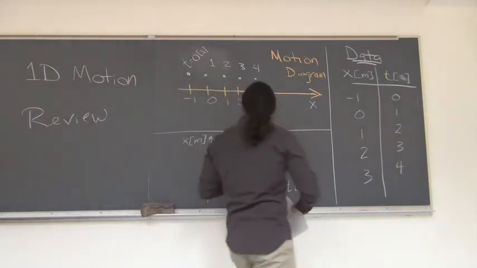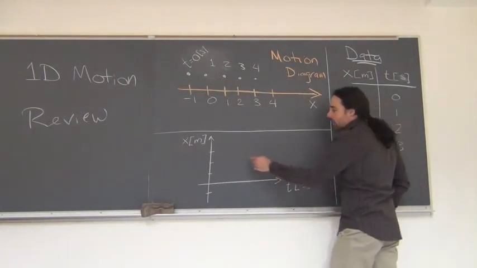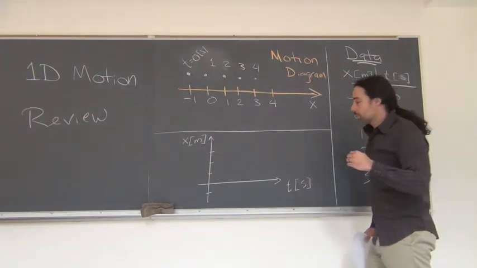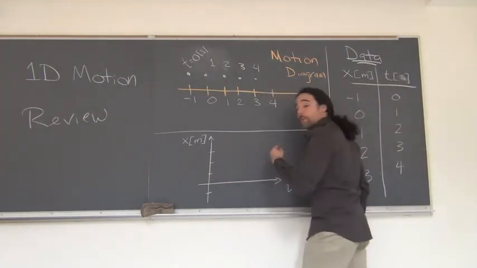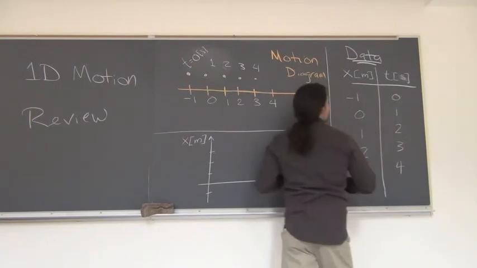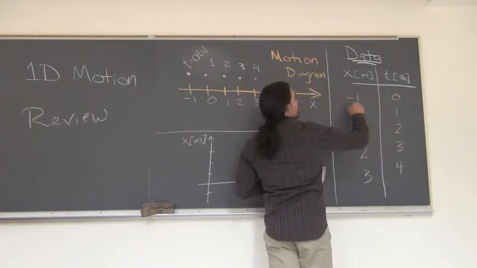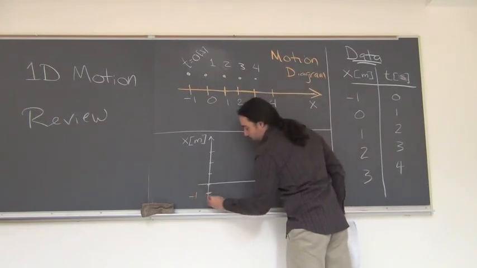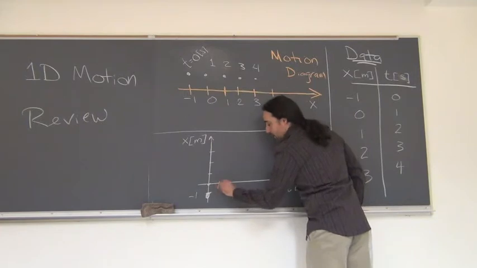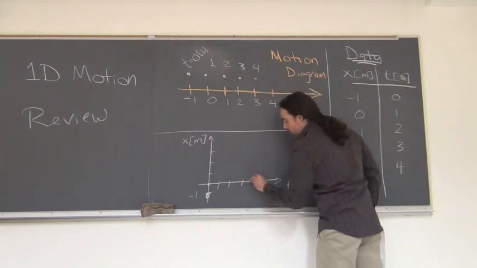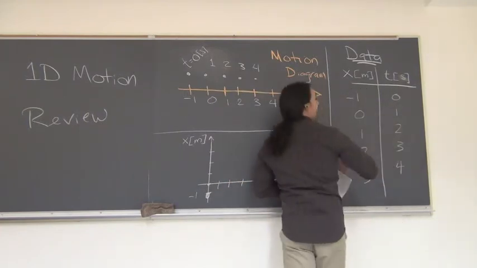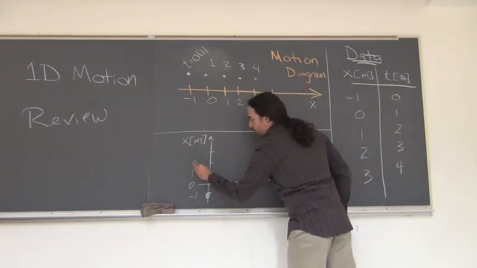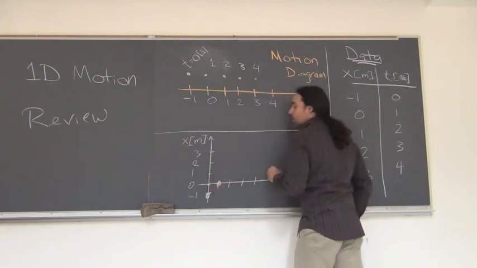So if I'm plotting time on my x-axis and position on my y-axis, I can write down these different data points on this graph. I can say at time 0 and position -1, let's say here's time 0, here's position -1, so I'll start right here. Let's say that's time 1, 2, 3, 4. At t is 1 second, I'm at 0 meters. Here's 0 meters, here's 1 meter, 2 meters, 3 meters, so I'm here.